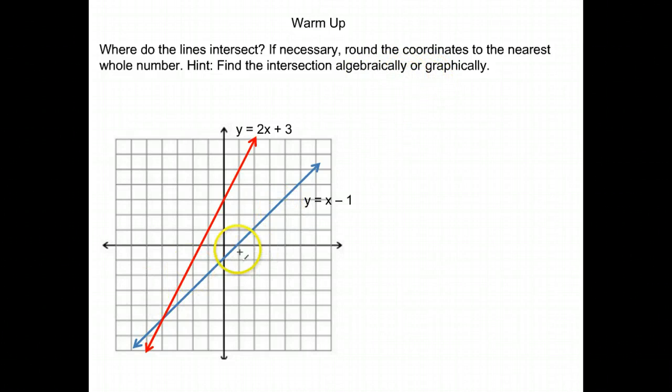So graphically, the way you would find the intersection is you would go, okay, where do those two lines intersect? And then you would just say, well, where is that point? And it looks like from 0, 0, it's 1, 2, 3, 4 to the left, and down 1, 2, 3, 4, 5. Okay, which would make -4, -5 the coordinates of the point.